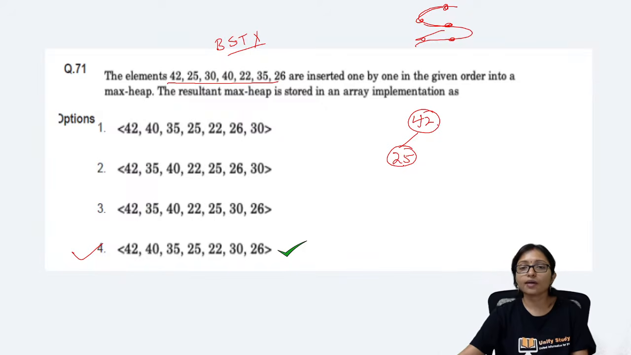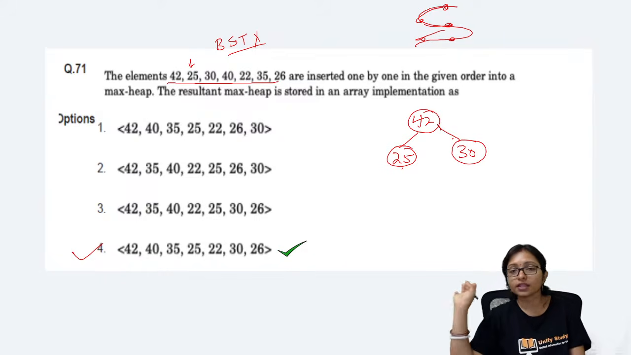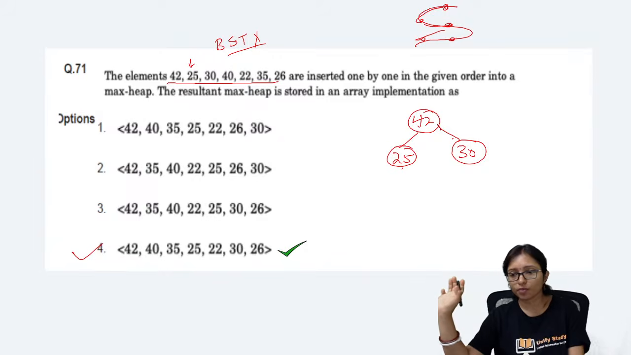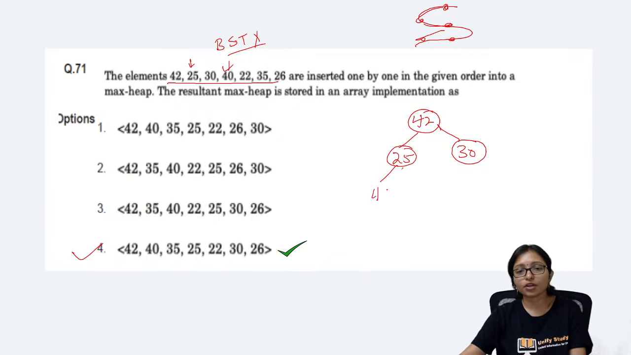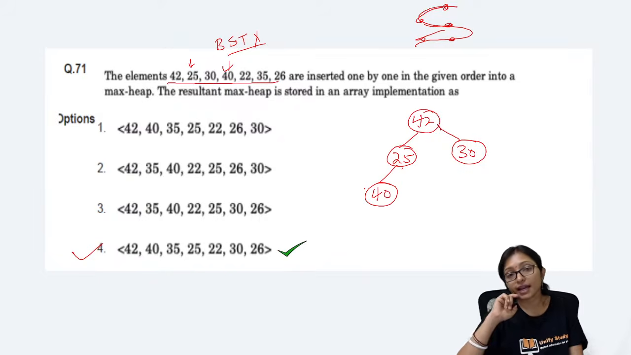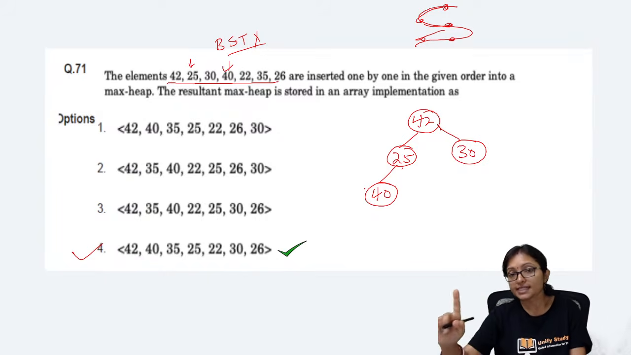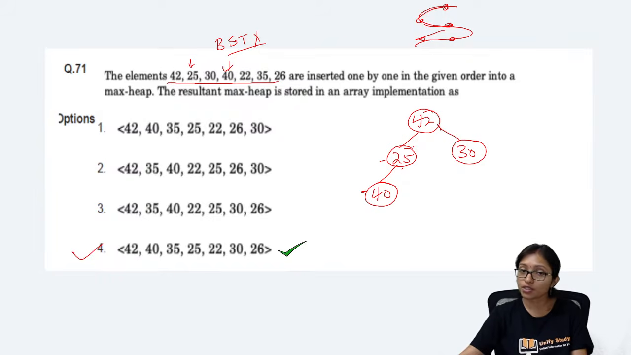So 42, after that here is 50, 25. 25 is coming in this one. After that here is 30. Till now, is it following the pattern? Yes, there is no problem. Max is greater, there is no problem. After that 40, where is the 40 coming? 40 is coming here. Is it correct? 25 is less than 40. So it is not correct.